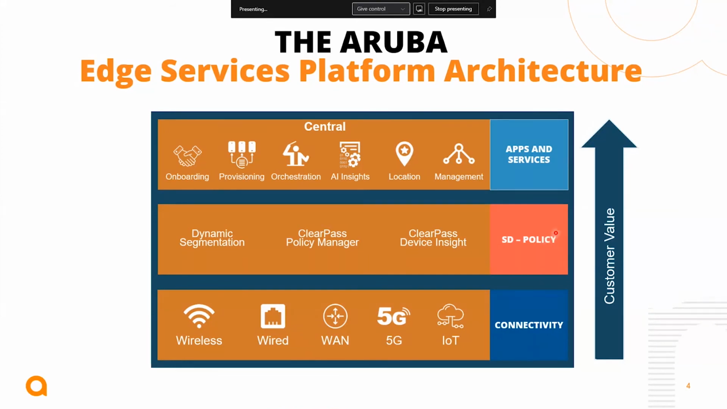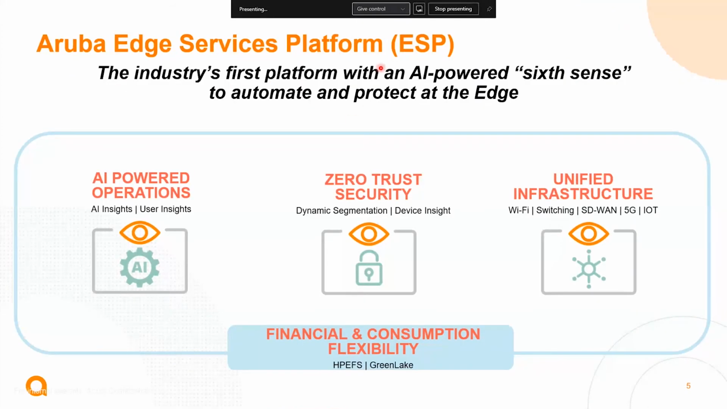Introducing our Aruba ESP platform, or Aruba Edge Services Platform. First, we have three pillars. The first pillar would be unified infrastructure. As mentioned, unified infrastructure is the whole connectivity layer. It can handle any deployment, whether wired, wireless, or SD-WAN. Our objective for this is to manage it in a single pane of glass.